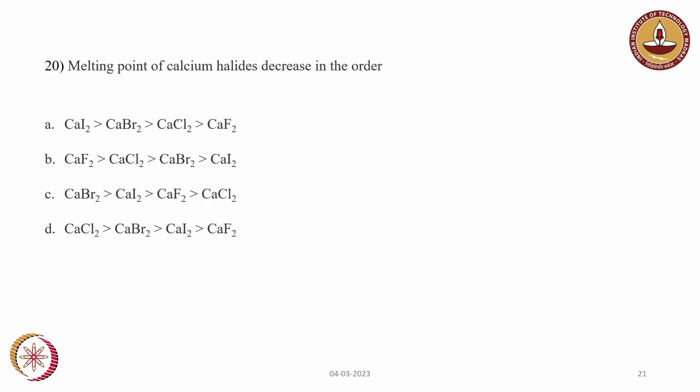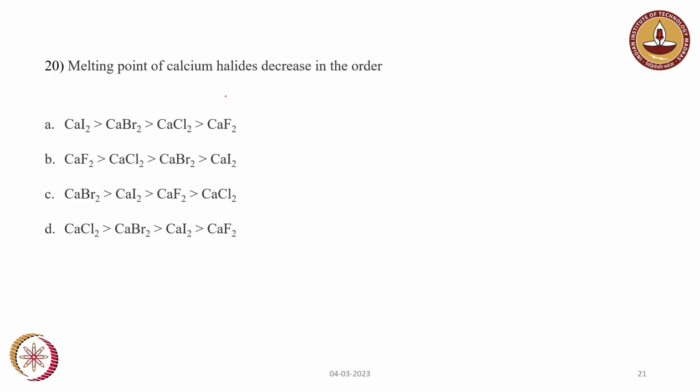Next question is the melting point of calcium halides decrease in the order. Option A is calcium iodide greater than calcium bromide greater than calcium chloride greater than calcium fluoride. Option B is calcium fluoride greater than calcium chloride greater than calcium bromide greater than calcium iodide. And option C is calcium bromide greater than calcium iodide greater than calcium fluoride greater than calcium chloride. And option D is calcium chloride greater than calcium bromide greater than calcium iodide greater than calcium fluoride.